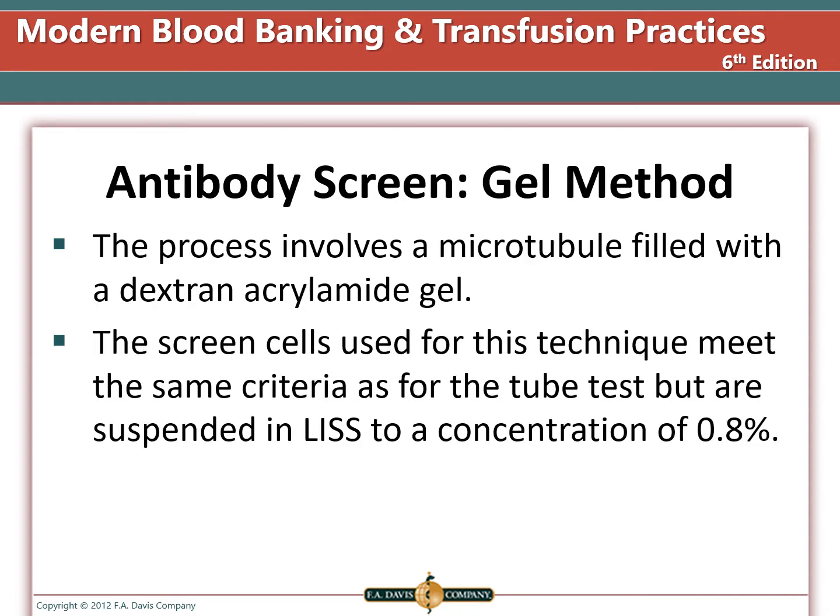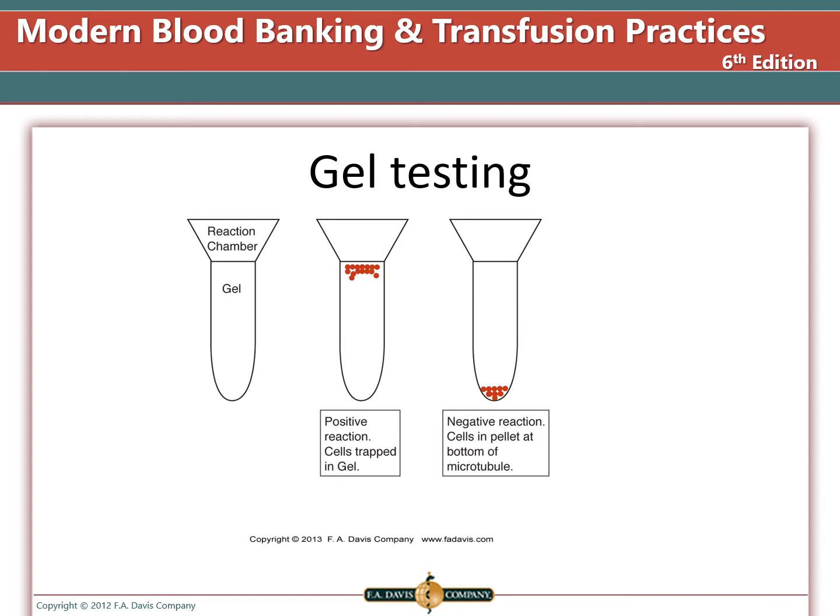Antibody screens can be performed by gel method, which utilizes a microtube filled with a dextran acrylamide gel. The screen cells used for this technique meet the same criteria as the tube test, but are suspended in LISS to a concentration of 0.8%. The reaction chamber is on the top of the card, above the gel. In a positive reaction, the sensitized cells will be trapped at the top because of the lattice formation preventing them from dropping to the bottom through the gel. A negative reaction will drop to the bottom when centrifuged.